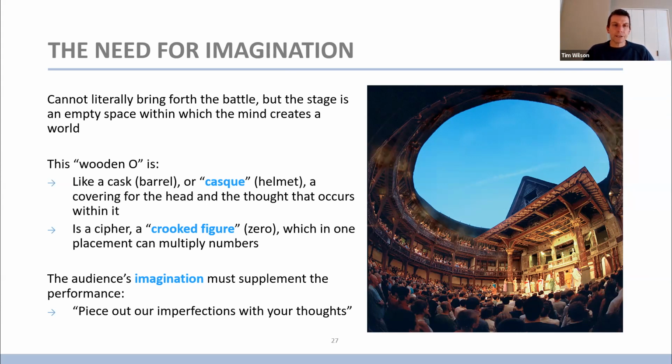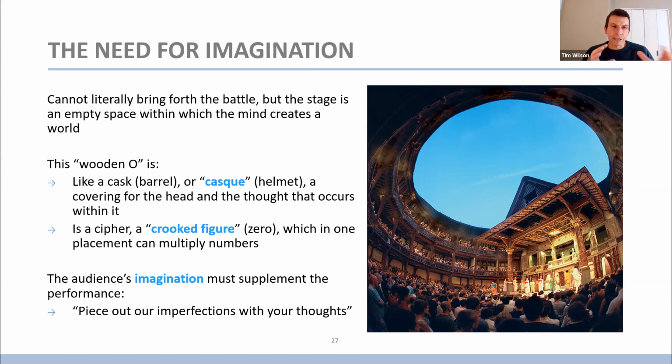And here the chorus makes a big deal of that and says how, literally, you can't bring forth the battle. The point they want to make is that the stage is an empty space, and the wooden O becomes kind of like this blank space, or a zero, a nothing that can be filled with whatever you want to put in, right? So the chorus is making a virtue out of this nothingness, that this place is nothing. It's just this little wooden O, but an O is like a zero. It's like a cipher that can represent millions, or it can be an empty space that your imagination fills.